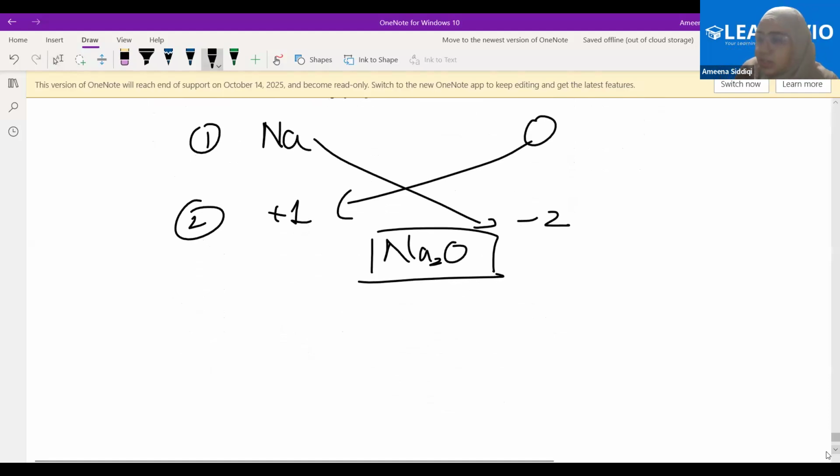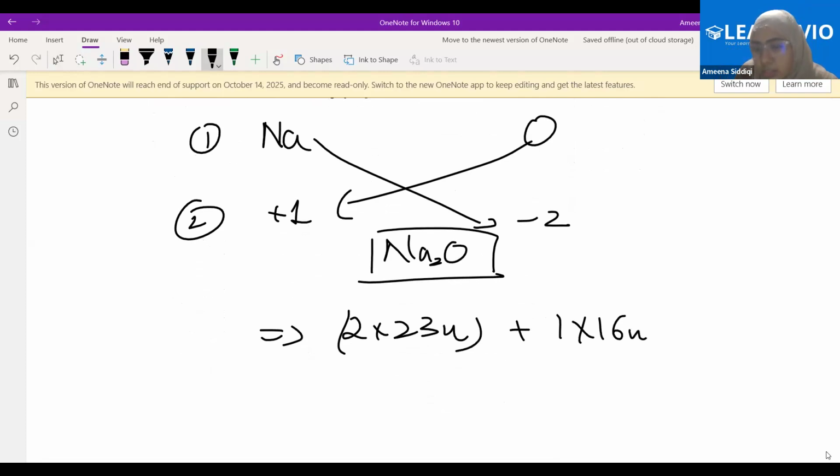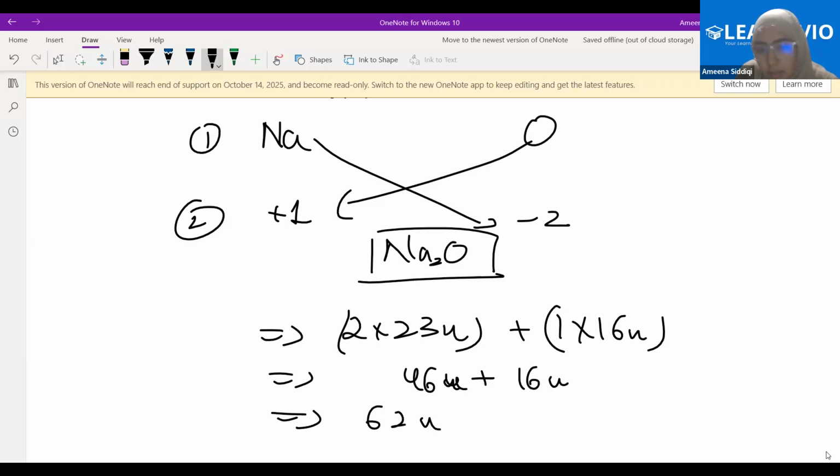Now, on that basis, you can very easily calculate the molecular mass. So, based on that, 2 into 23U plus 1 into 16U. What's the calculation? 46U plus 16U, 62U. Is it clear? Yes, ma'am.